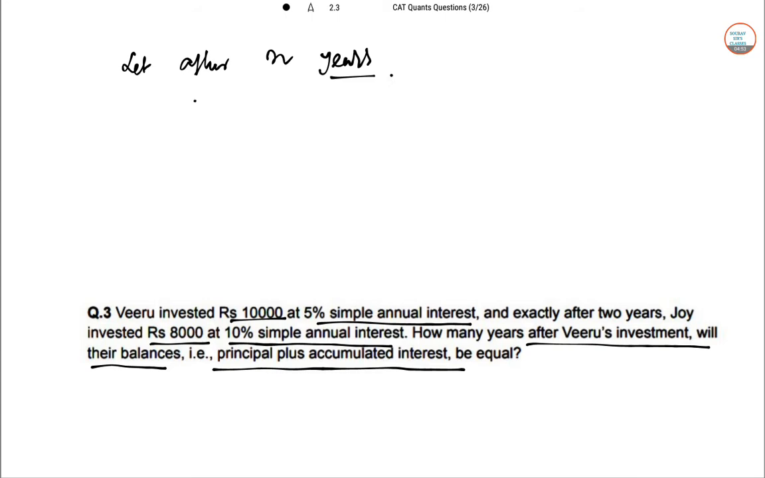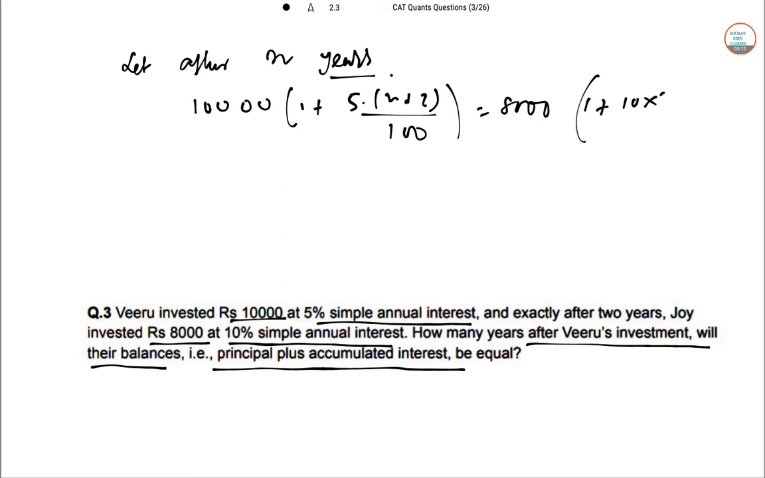So 10,000 times (1 + 5(n + 2)/100) should equal 8,000 times (1 + 10n/100). After solving this, I've solved it already, you will get n = 10. After 2 years they have invested, so 10 plus 2, that is after 12 years of Viru's investment their balances will be equal. So the answer is 12.